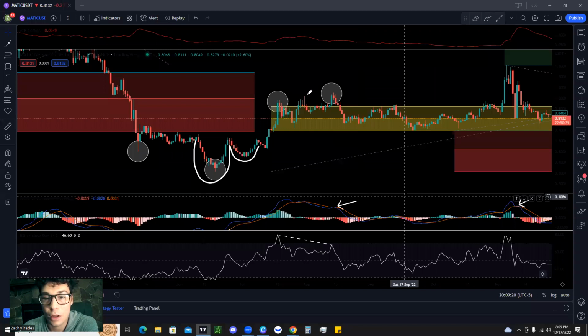But here we get a great example, okay? We see we have a high right here, we have a higher high right here. Clearly the token is in an uptrend, but the relative strength index is in a downtrend, right?